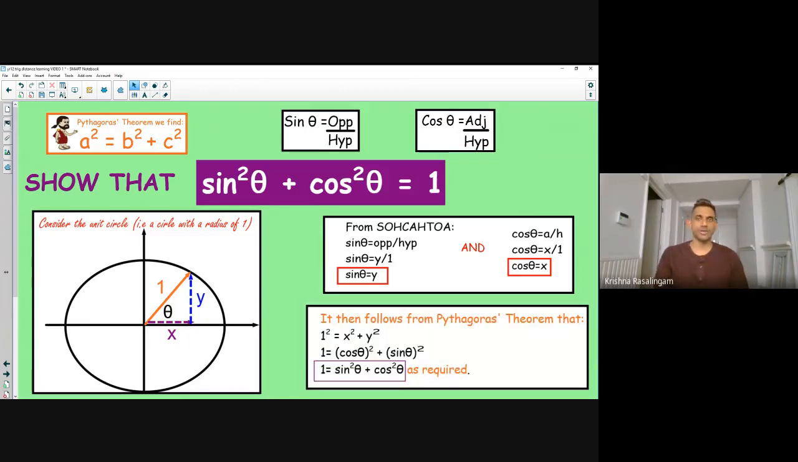Now if I use Pythagoras' theorem, which is the hint in the top left-hand corner, it then follows that we have the diagonal squared equals the sum of the squares of the shorter sides. So we have cos theta squared plus sine theta squared equals 1. Lo and behold, we have proved the equation. How can you not love these? Beautiful maths.